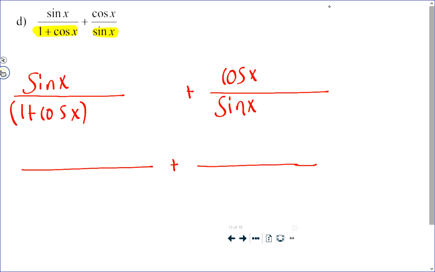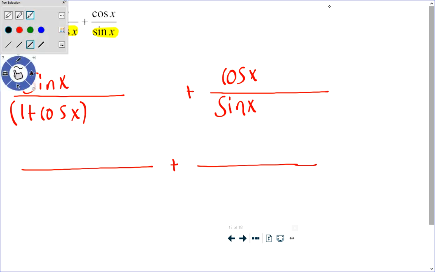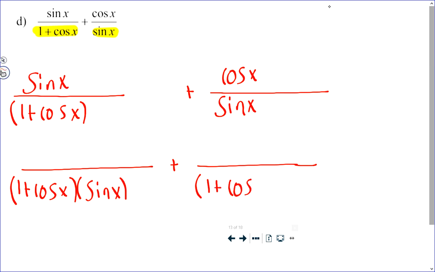So I'm going to rewrite both of these with a denominator of the product, 1 plus cos of x times sine of x. And that's going to be the denominator for both of these, 1 plus cosine of x multiplied by sine of x.